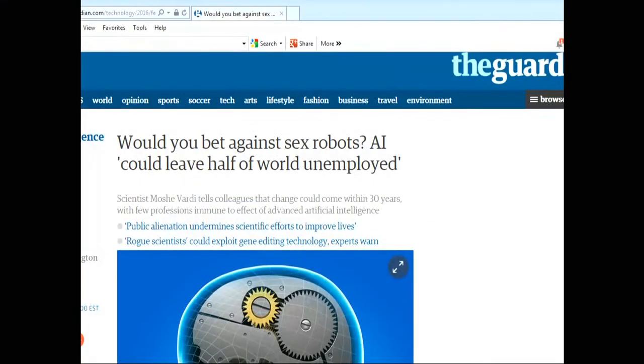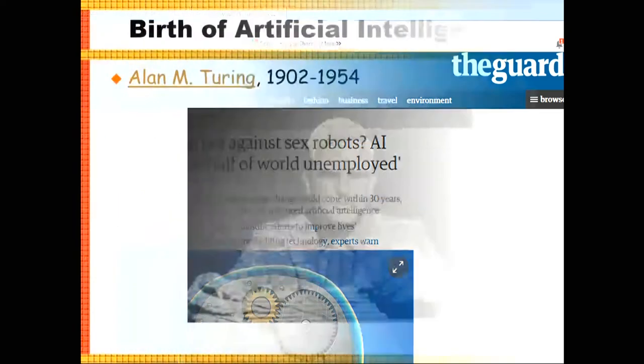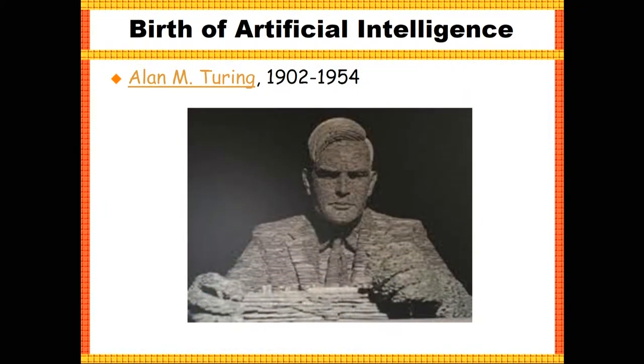But then a couple of years ago, I found myself quoted in The Guardian in an article about sex robots. I hope nobody is offended. I'll quickly pass over. I was cited by about 1,000 newspapers on the topic of sex robots. So many of my friends started calling me Sex Robots Moshe. So how did it happen? Let me explain to you how it happened.